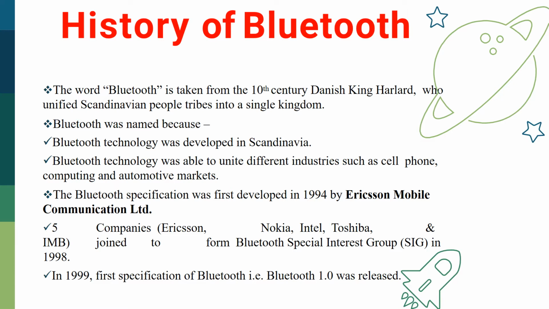The first Bluetooth specification was developed in 1994 by Ericsson Mobile Communication Limited. Five companies joined together to form the Bluetooth Special Interest Group, which is SIG, in 1998. The five companies are Ericsson, Nokia, Intel, Toshiba and IBM. All these five companies joined hands to form this Bluetooth SIG in 1998. In 1999, the first specification, Bluetooth 1.0, was released.